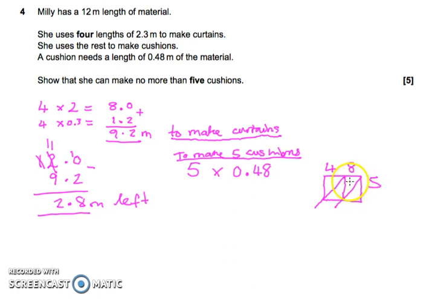So 8 times 5 is 40. 5 times 4 is 20. So I've got 0, adding up the diagonals, 0. I've got 4 and 0, which is 4, and I've got 2. So remember that I have to take that answer, 240, and I have to divide it by 100. 1, 2. So I've got 2.4. So to make 5 cushions, you need 2.4 metres of material.